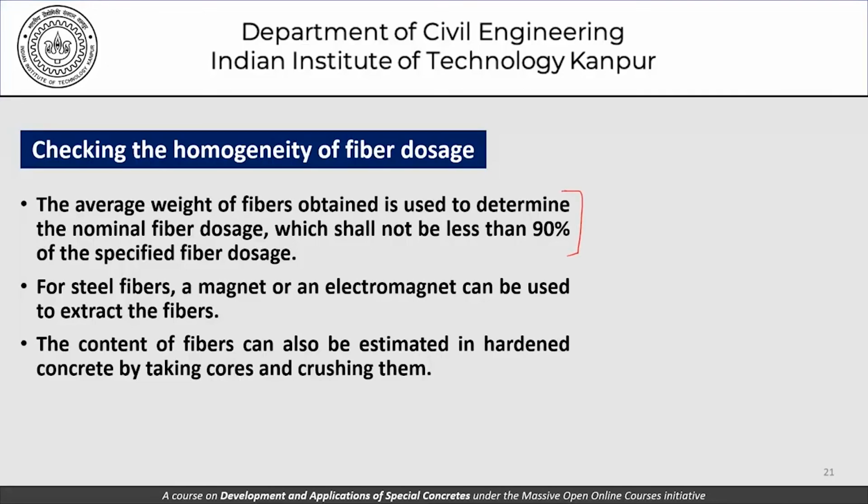So obviously once we do this kind of sampling, it need not meet the exact number that we had thought of. If we had put in 2%, in a given sample, it can be plus or minus a little bit, and that's what the codes will tell us, that it should not be less than 90% of the specified dosage. For steel fibers, a magnet or an electromagnetic method could also be used for extraction and measurement. The content of fibers can also be estimated in hardened concrete by taking cores and crushing them. So there are different ways of handling it, but the fact remains that it needs to be handled. We need to determine the amount of fibers actually present in the concrete.